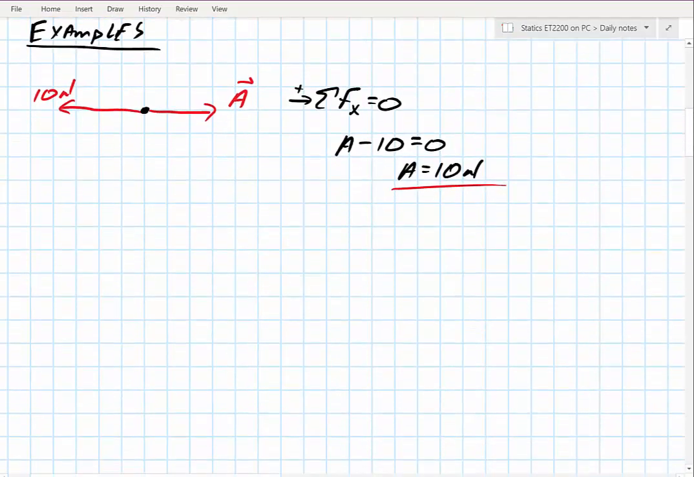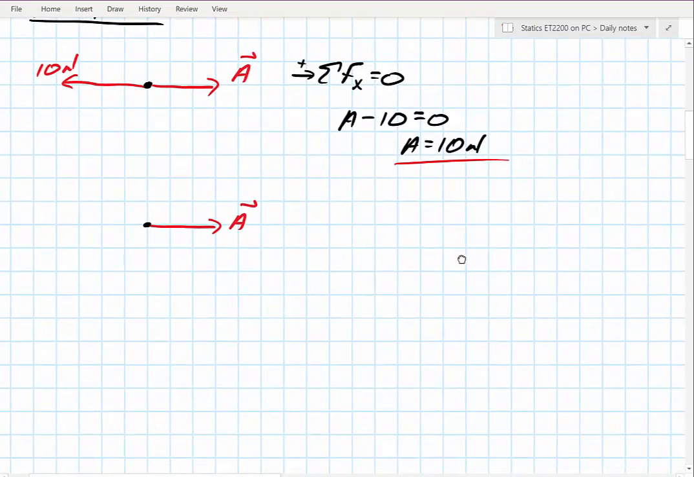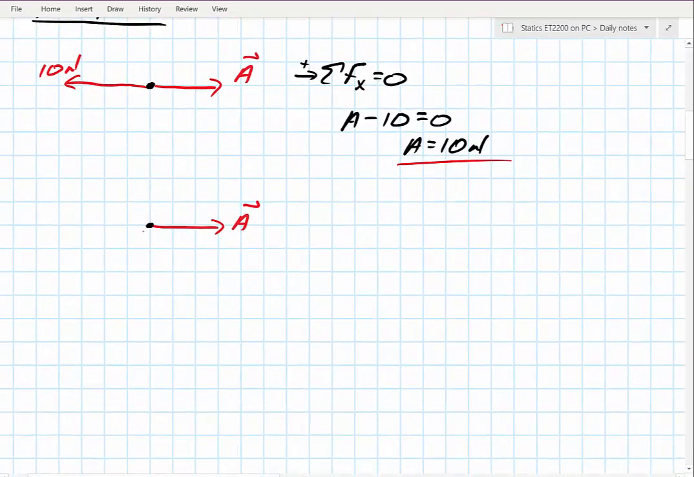Starting off easy. Moving it up a level, let's say that we had this same vector A, but instead of the 10 Newton force acting in the opposite direction of A, it's going to be at an angle of 20 degrees from the horizontal. So this is 20 degrees. Now, to be in equilibrium, I can see that this 10 Newton force is not only pulling to the left, but it's also pulling down. So I would need some other force to resist that.